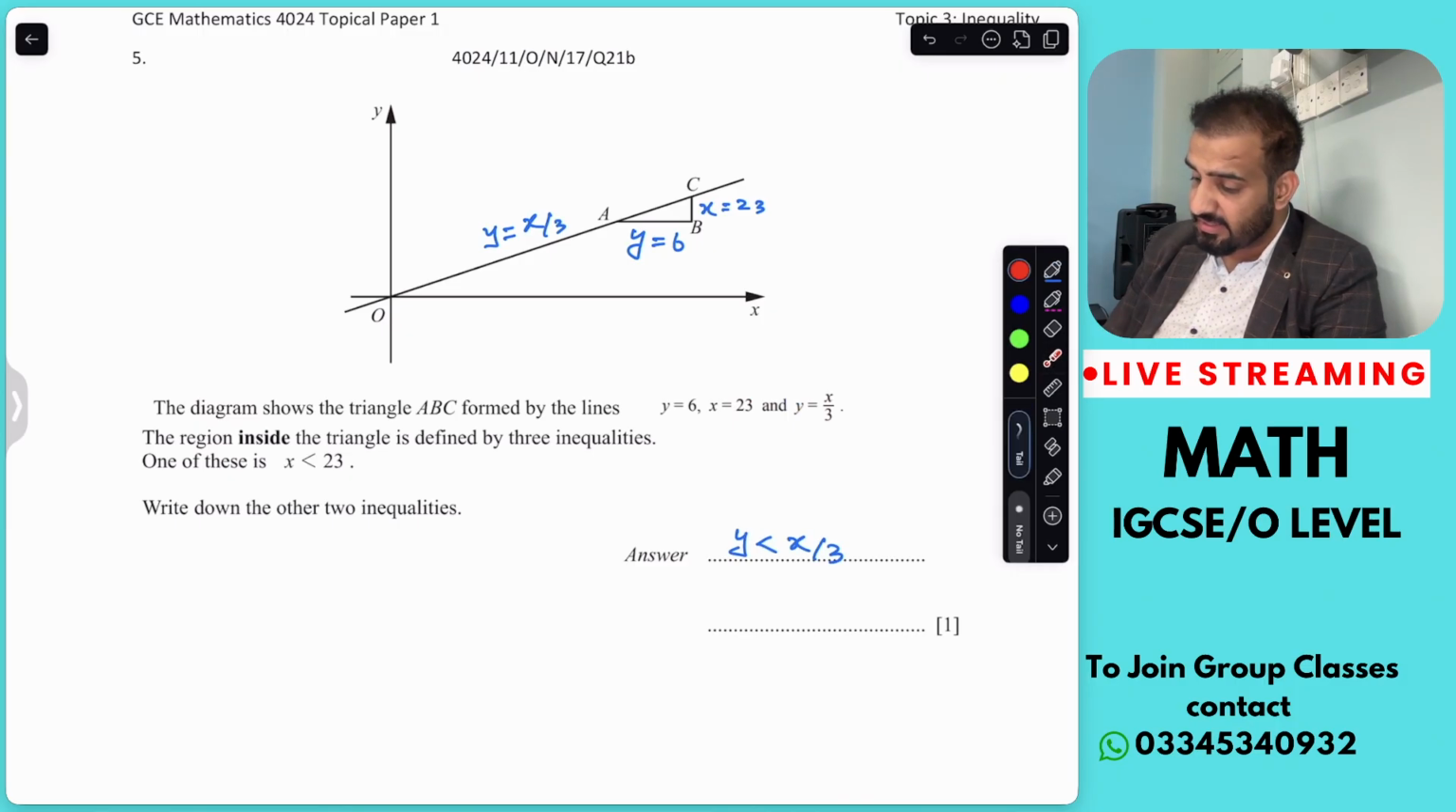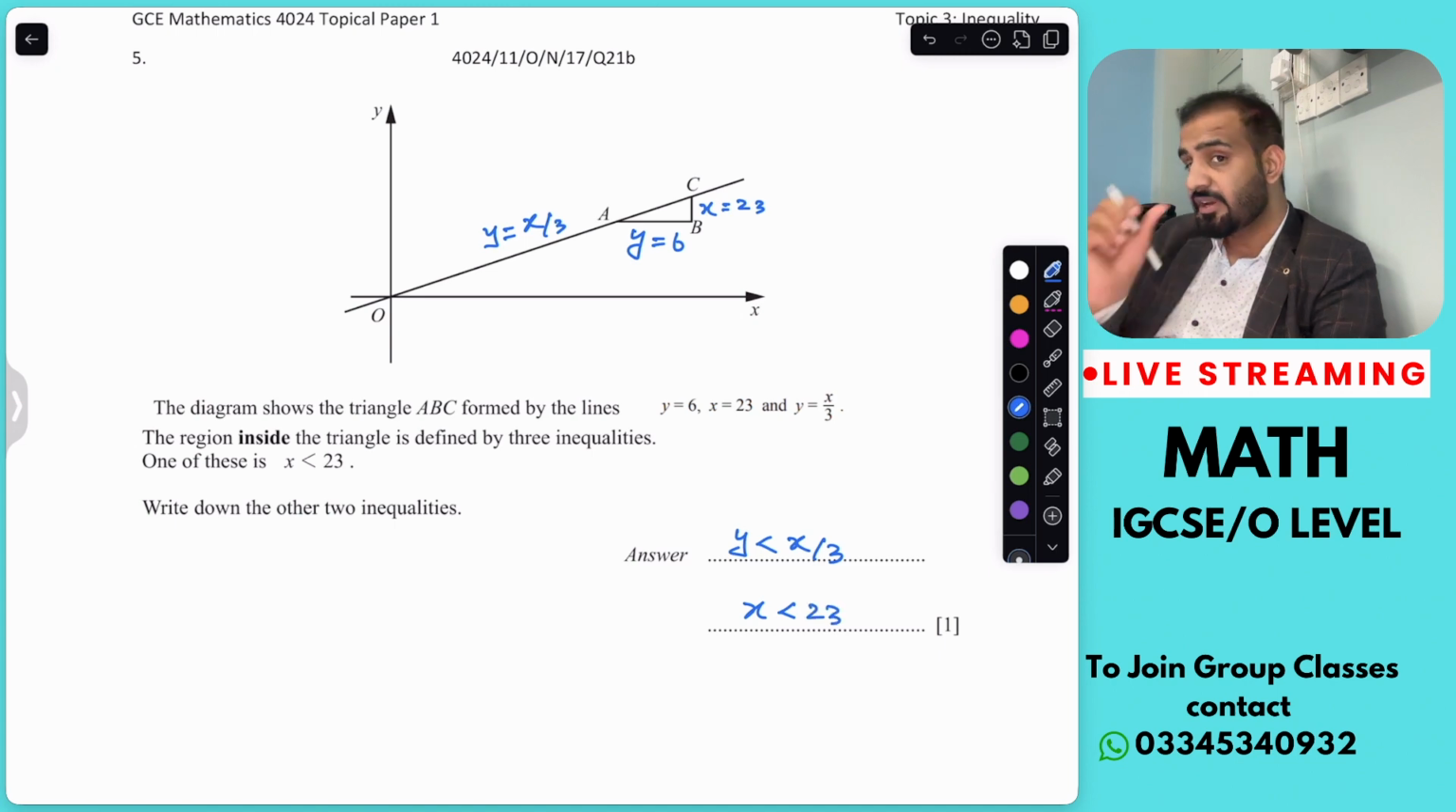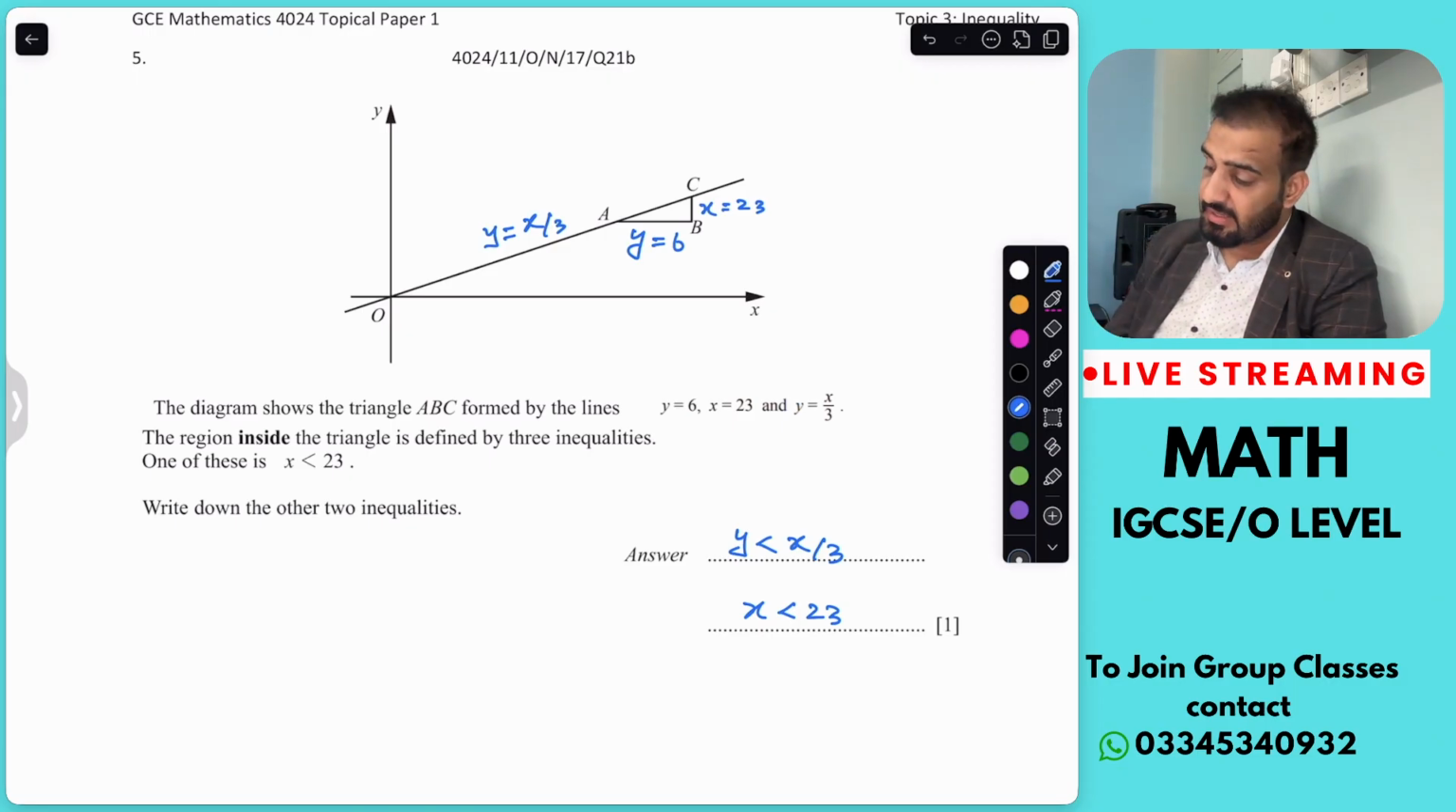The second inequality is this is your line x is equals to 23. So the region R is on the left side of this line. So if it is on the left side of this line, I will write x less than 23, but it was given in the question. Okay, you won't get marks for this. It was given in the question. The next inequality, required inequality, is this line is y is equal to 6 and your region is above the line. If your region is above the line, you will write y is greater than 6. That's it.